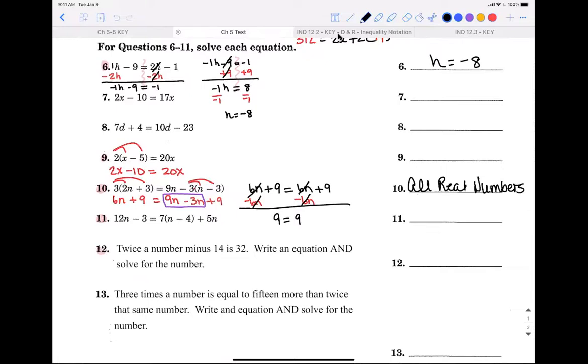All real numbers, because 9 equals 9, your variable disappeared. It's a special case, but it's a true case. If you want to put the number, the hashtag for numbers, you can. All real numbers. Okay.